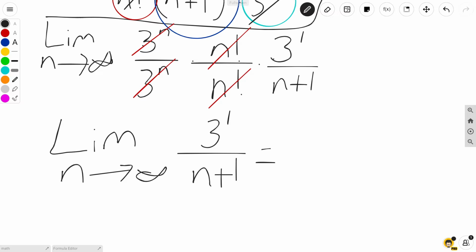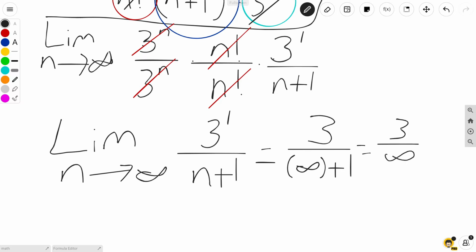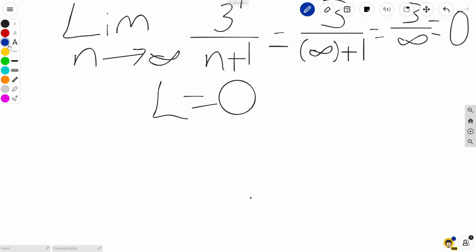So this is equal to 3 to the 1 power is simply 3 divided by n plus 1 would be infinity plus 1, which is equal to 3 over infinity because the 1 is very insignificant. And this is equal to 0. So our L is equal to 0. And now in step 4, now that we have L, I'm going to go ahead and put a box around it.